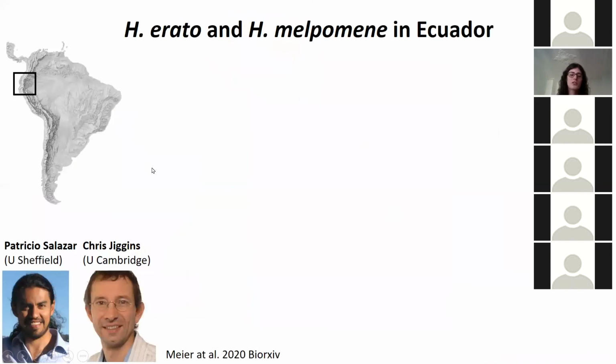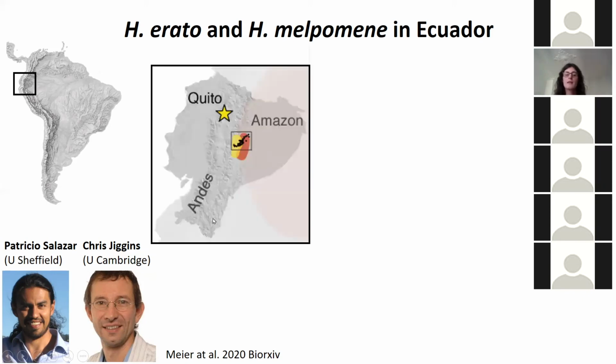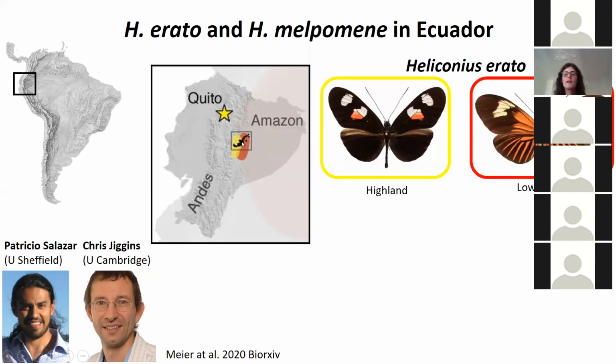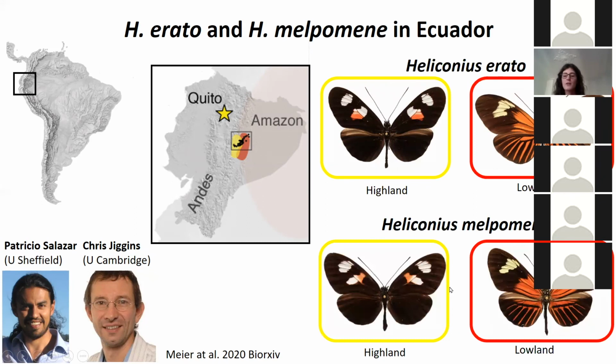So in this first project, where I already have results, is a project with Chris Jiggins and Patricia Salazar. Patricia actually collected all the butterflies, and they together started this project. It's here in Ecuador. There is a region between the Amazon and the Andes along an altitudinal gradient, where Heliconius serrato looks like this in the highland and like this in the lowland. And Heliconius melpomene looks very similar in the highland and in the lowland.